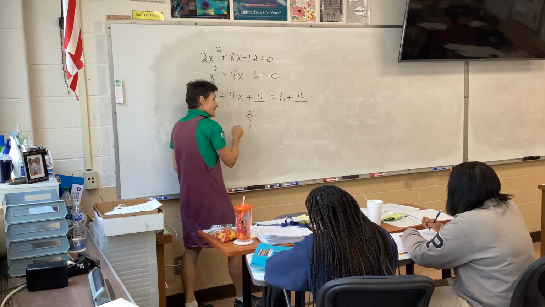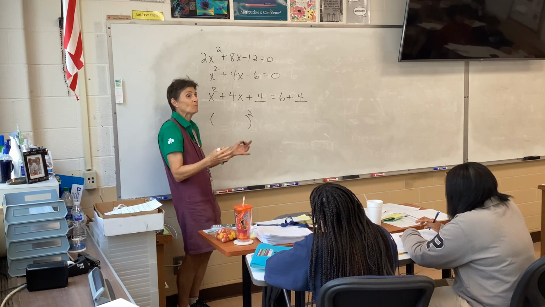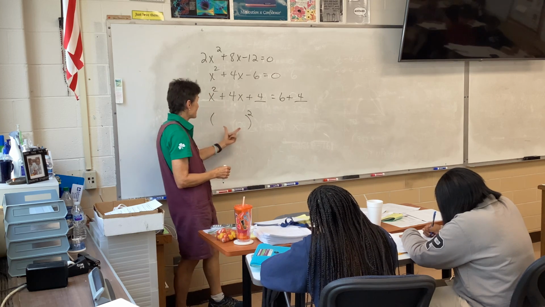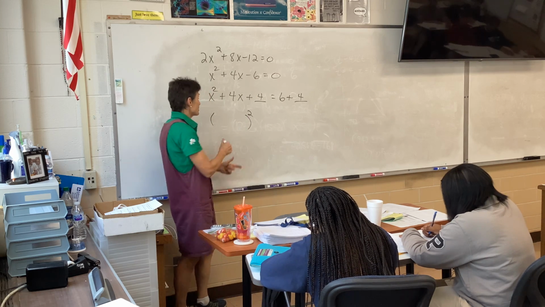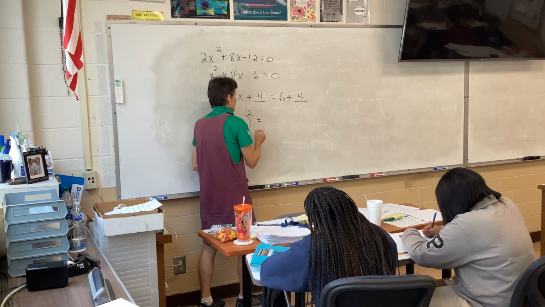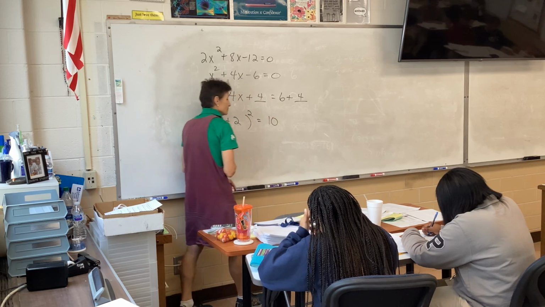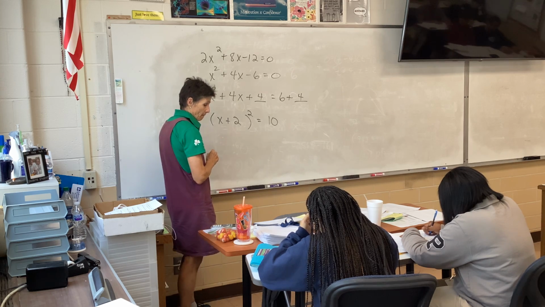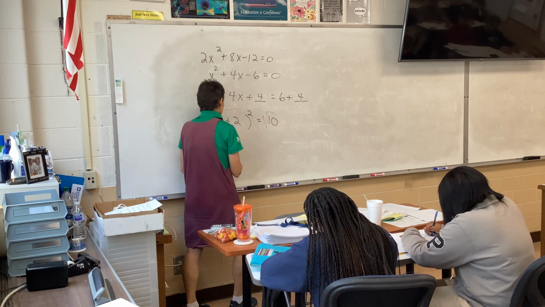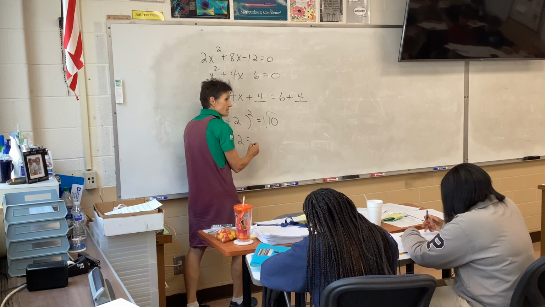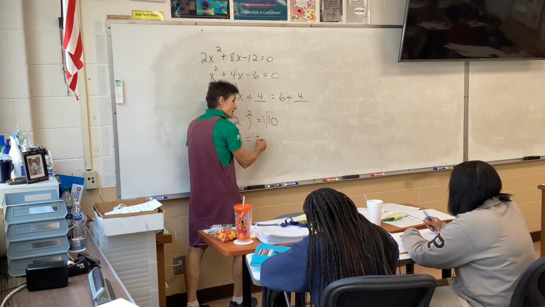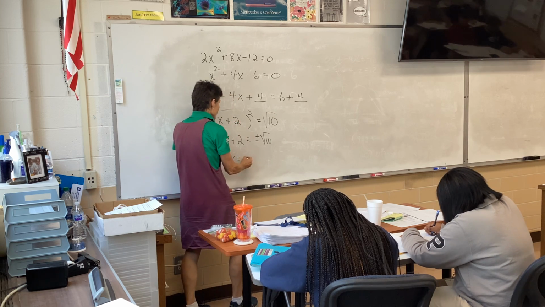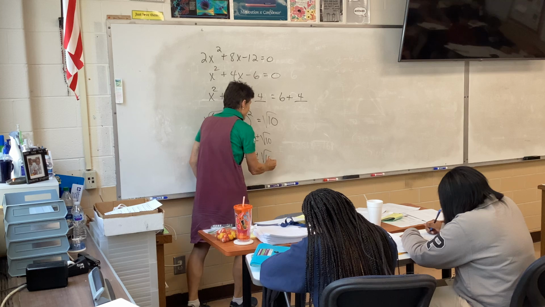Please don't forget, this next step is the key. It's the reason we did what we did. This is a perfect square. What perfect square is this? X plus 2. And it equals 10. And then what? Square root both sides. So x plus 2 equals plus or minus square root of 10. Subtract the 2, and there's my answer.